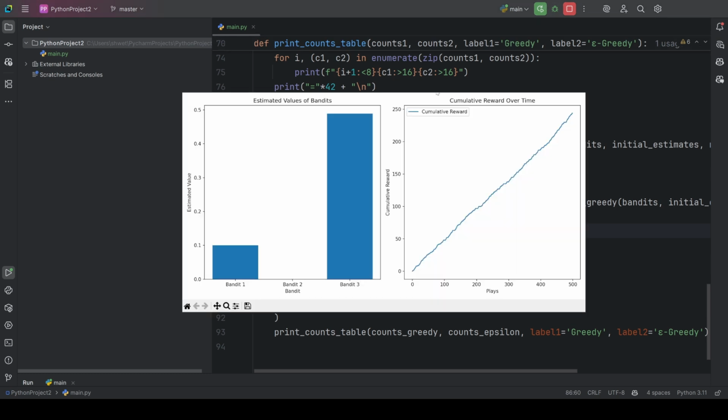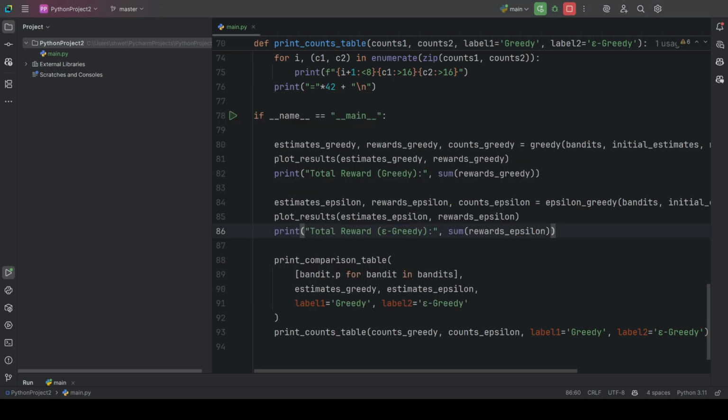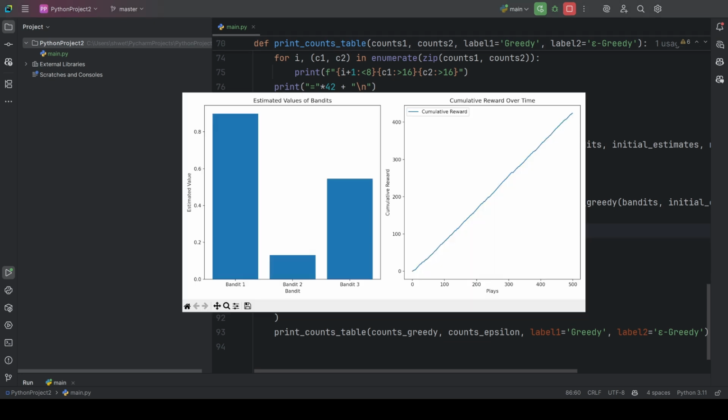So here we can see that this is the result of greedy. The cumulative reward over 500 pulls was around 250, which is not great, and it estimated the value to be around 0.1, which is not correct, and it played the bandit 3 most of the time. And this is the graph of epsilon greedy. So it was able to estimate the value correctly, which is around 0.9, and it was able to get the reward of 400 plus over 500 pulls.